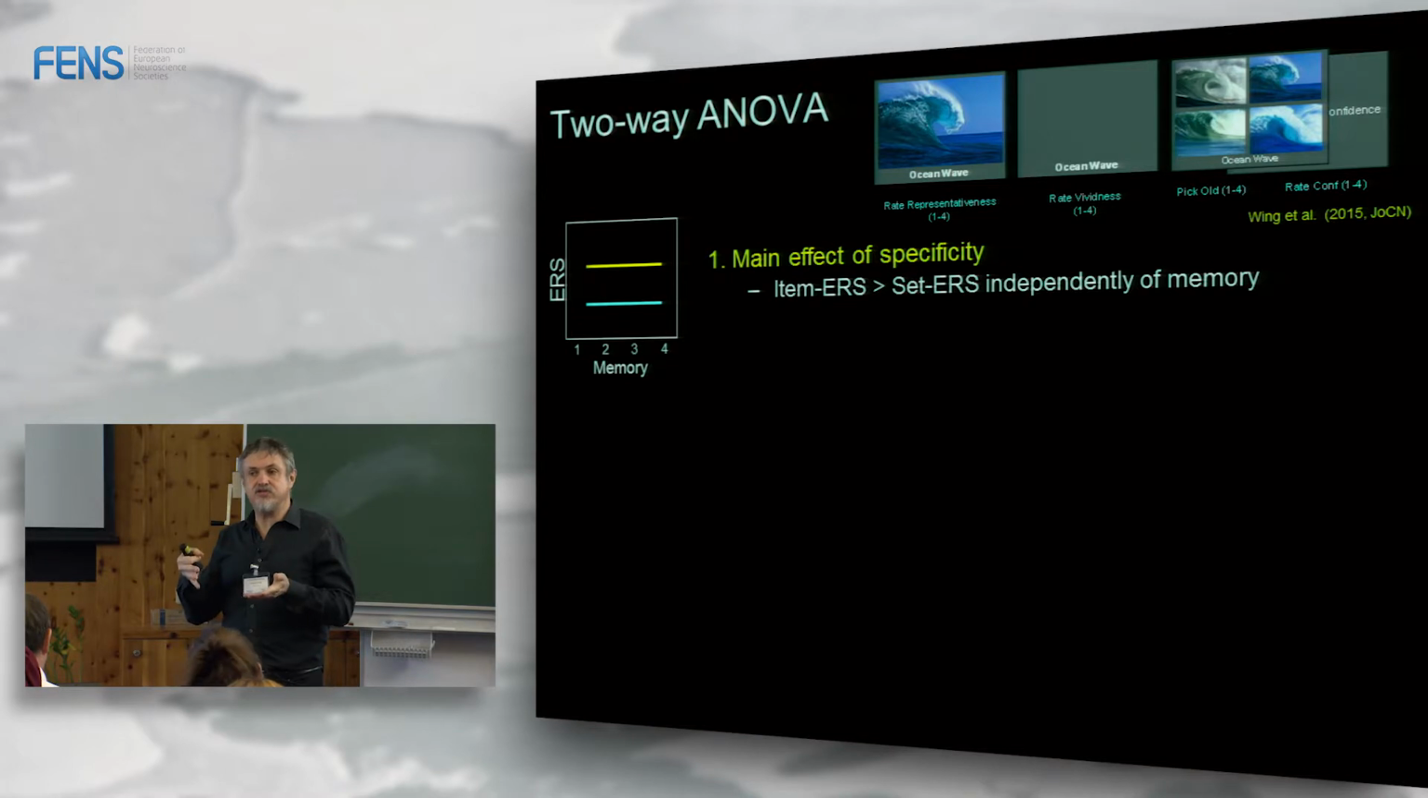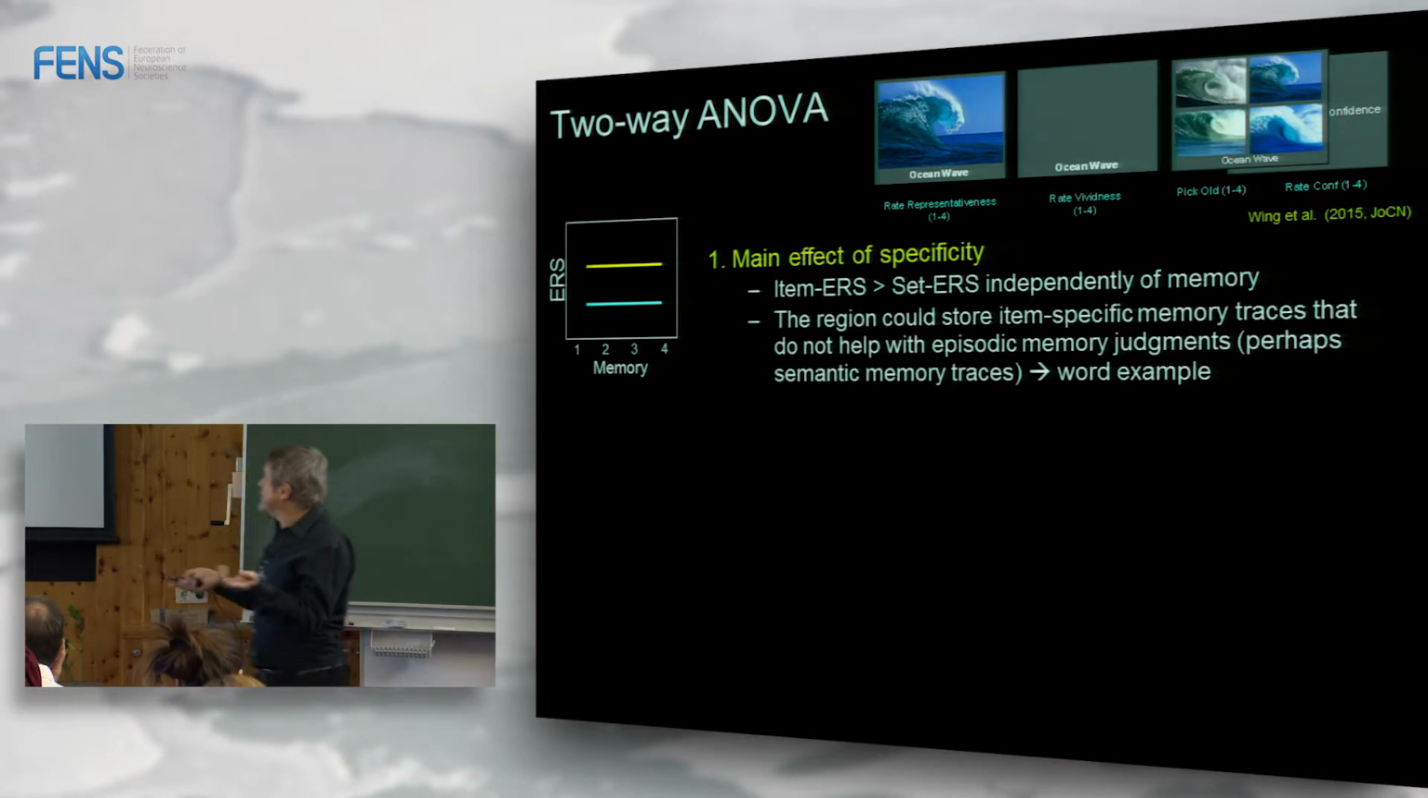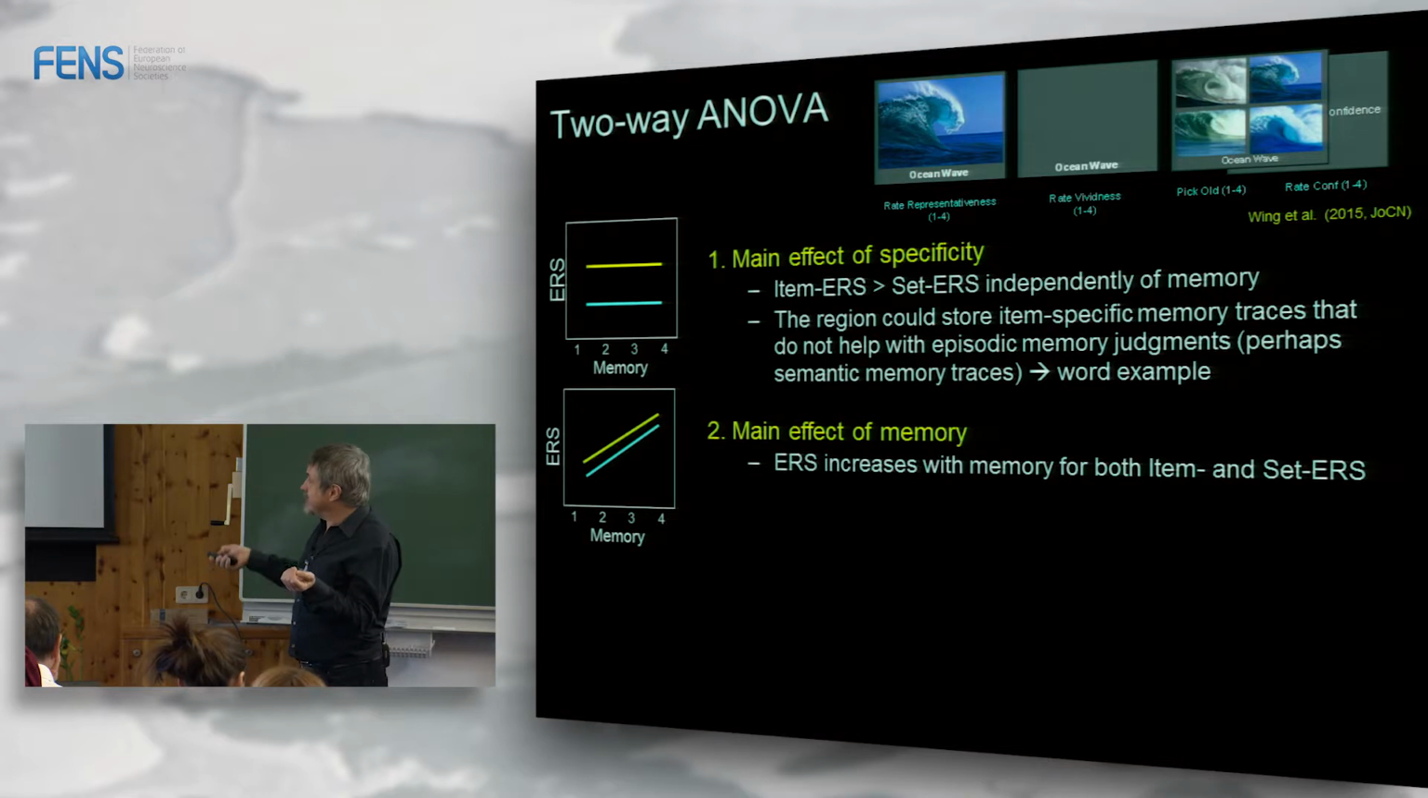So these will be regions in which the activation pattern is more similar for the same pictures and for different pictures, but they don't have an impact on memory, right? So they are not directly influencing your memory judgments. So then we have a look at the main effects of memory.